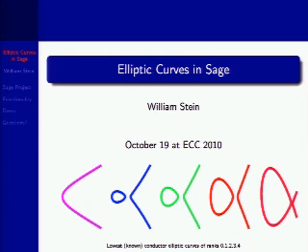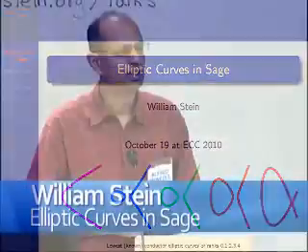So our next speaker is William Stein from the University of Washington, and he'll be telling us about elliptic curves in SAGE.